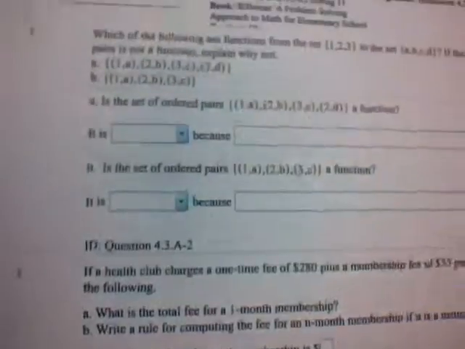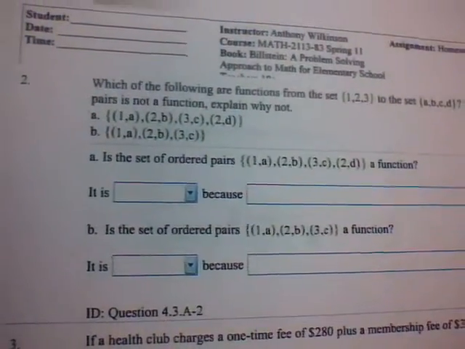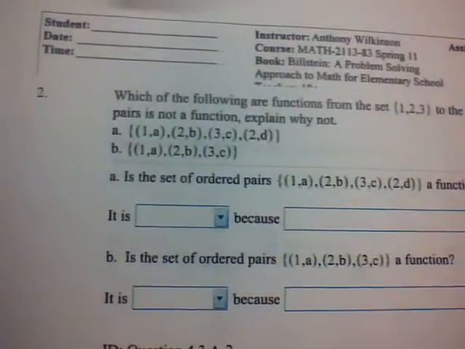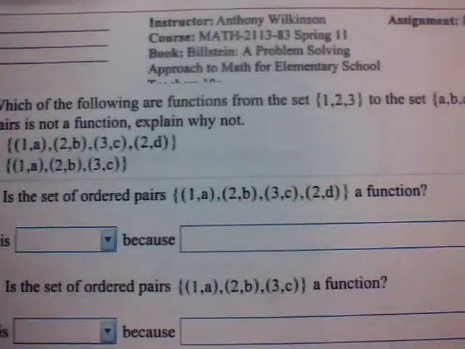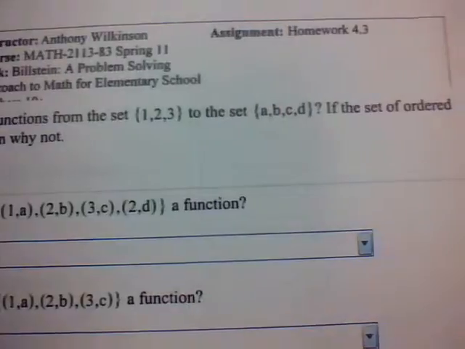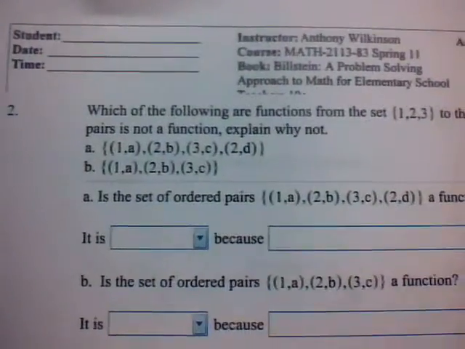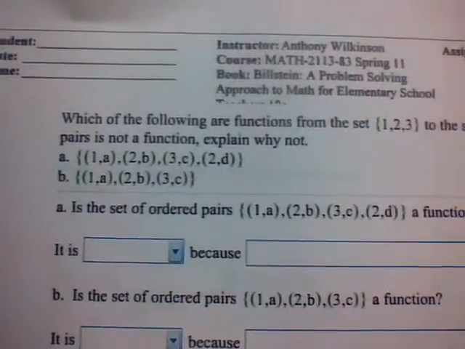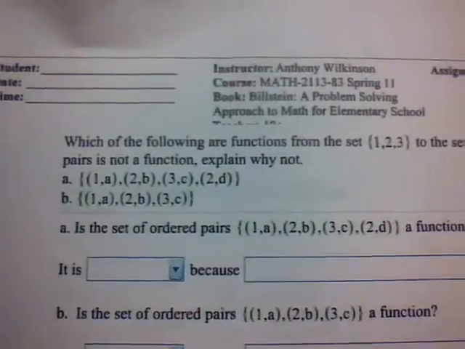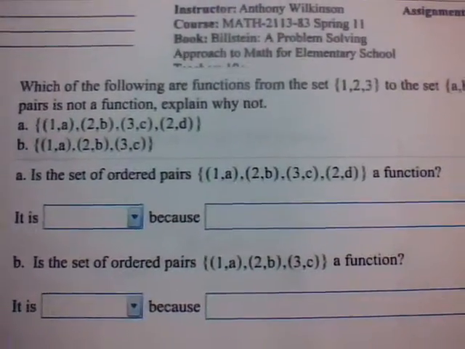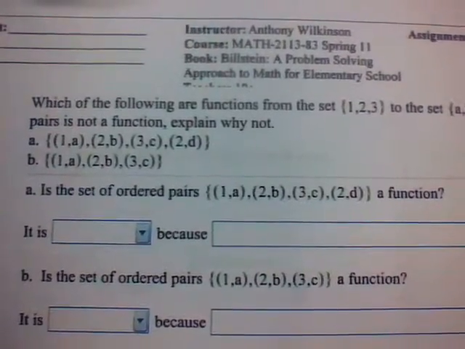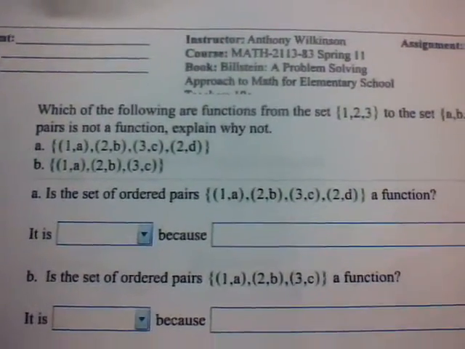All right, let's look at number 2. In this particular case here, we're asked which of the following are functions from the set 1, 2, 3 to the set A, B, C, D. If the set of ordered pairs is not a function, explain why not. All right, let's look at part A. It's a set of ordered pairs 1A, 2B, 3C, 2D. Is it a function?